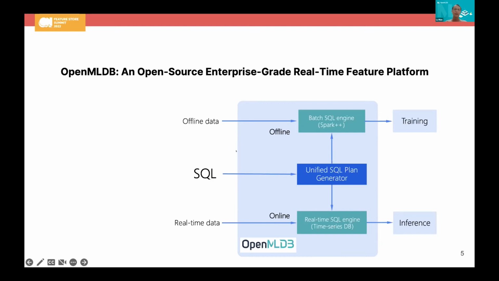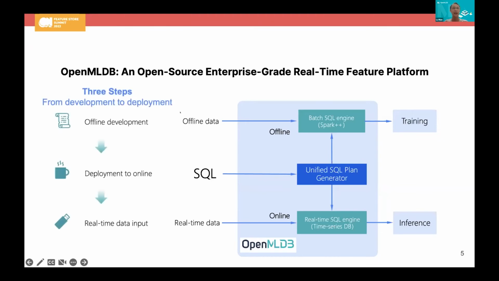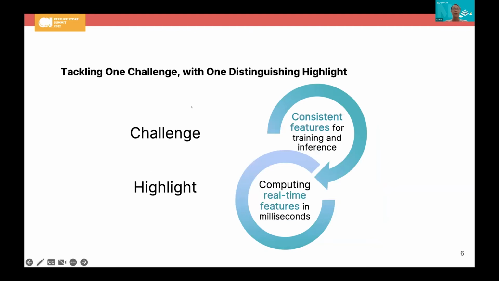So based on this architecture, as long as data scientists write the SQL script, their SQL script can go online directly. So we can achieve this target: data scientists do the offline development, and then they just use 1 command to deploy their SQL to online. And then we just prepare the real-time data stream, and that's all. Your service is on, so you can do on-demand real-time requests for feature engineering. So let's recap. OpenMLDB tackles one challenge, which is to provide consistent features for training and inference. And another is that we can compute real-time features just in milliseconds.